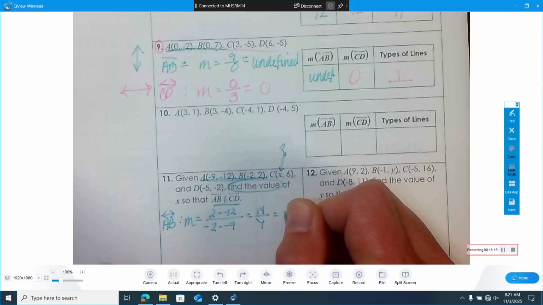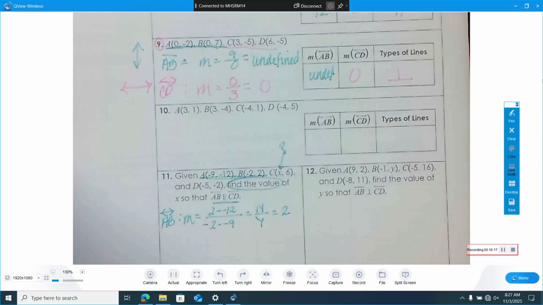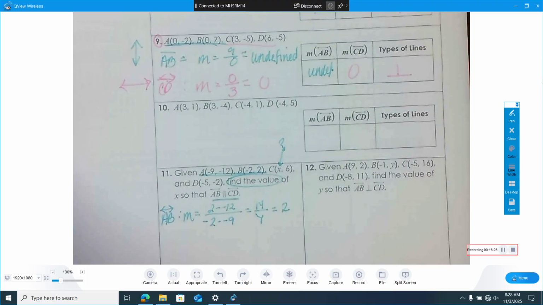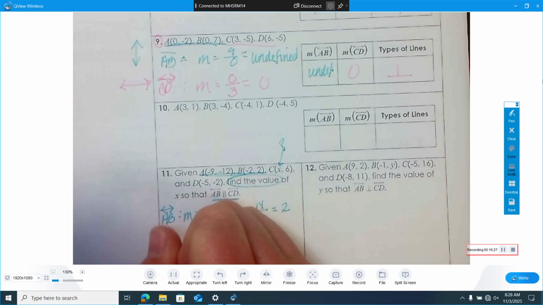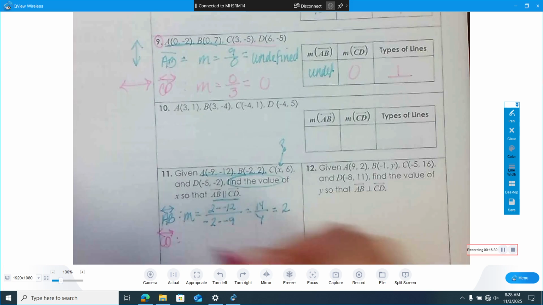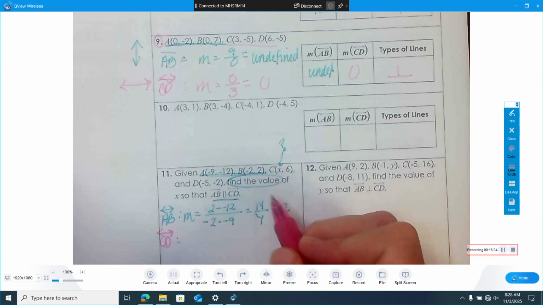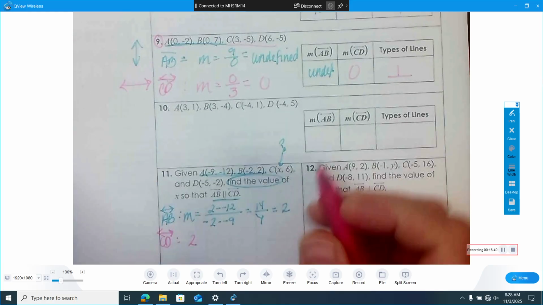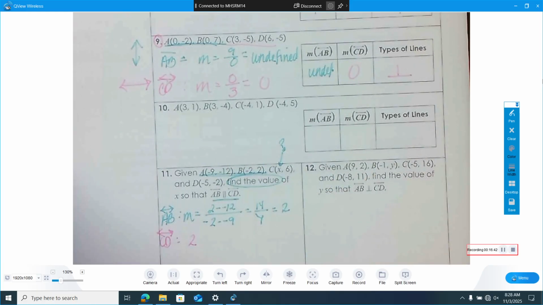And of course that reduces to a 2. So I know that the slope of AB is going to be 2. And I also know that the slopes have to be parallel. So what does CD's slope have to be? 2 as well. Parallel, right? Parallel means the same slope. So I know that CD needs to have a slope of 2 as well, since they are parallel.